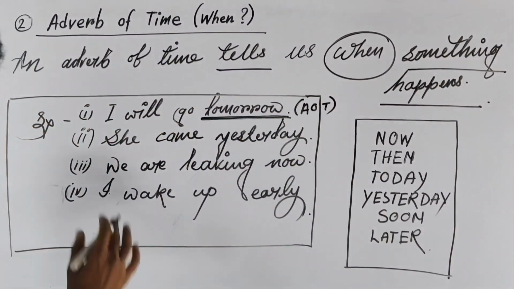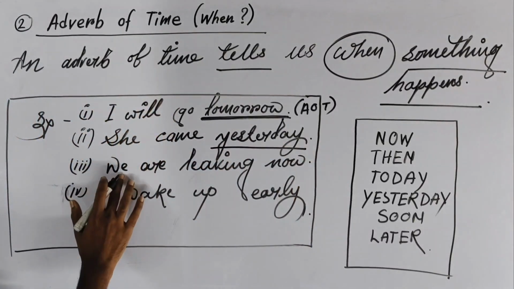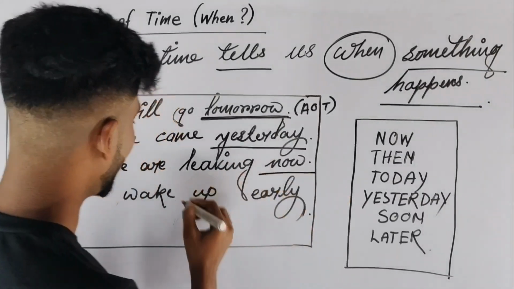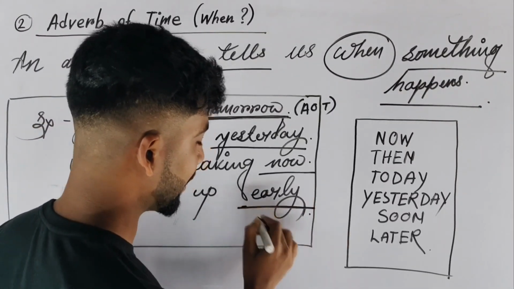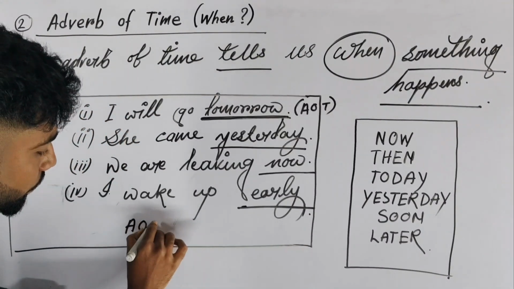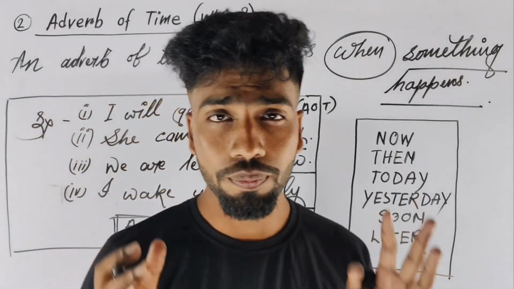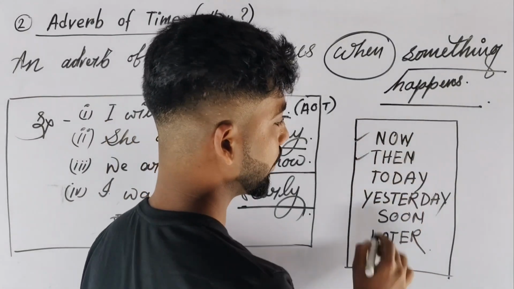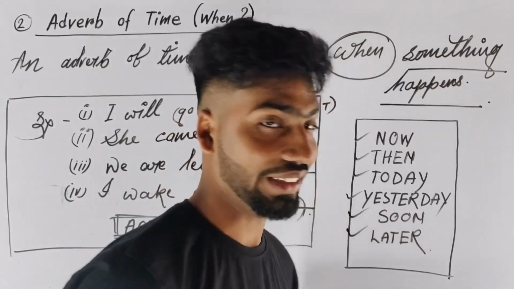Next example. She came yesterday. Here, yesterday. Next, we are living now. Here, now. And last one, I wake up early. Here, early. These words are called adverbs of time. Most common adverbs of time are now, then, today, yesterday, soon, and last one, later.